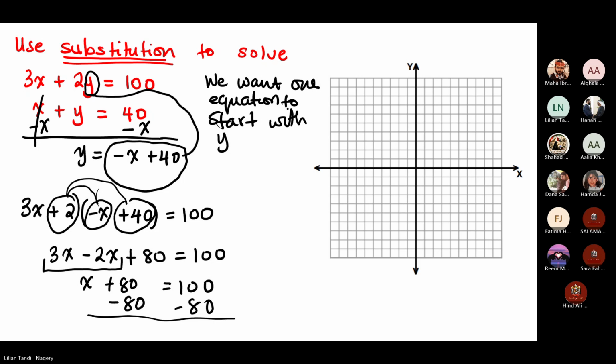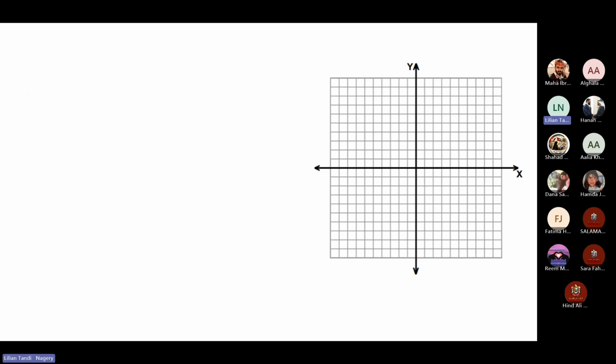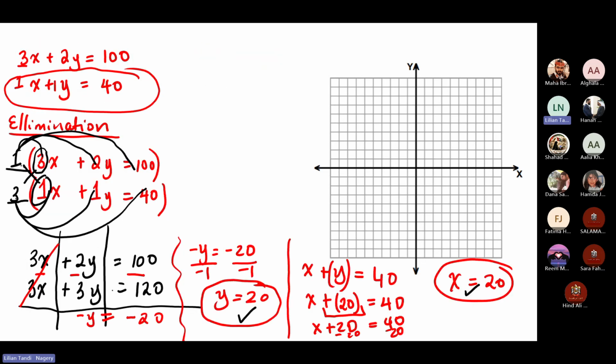X equals 20. Now, how do I know I'm correct? Because I got 20 on this side for x. Do you see that? But we have to do two ways.